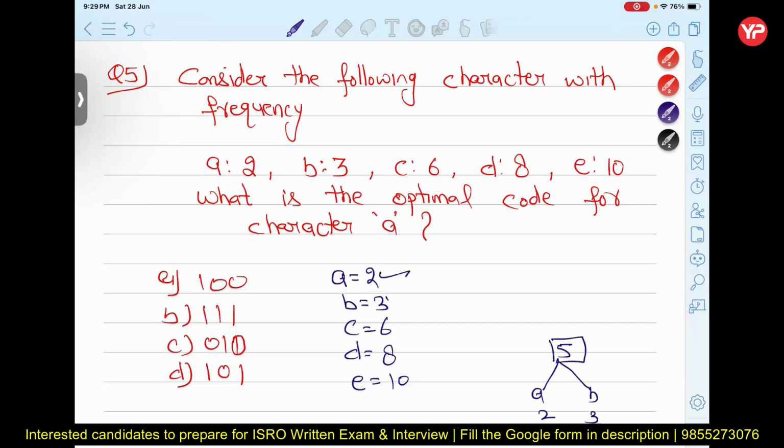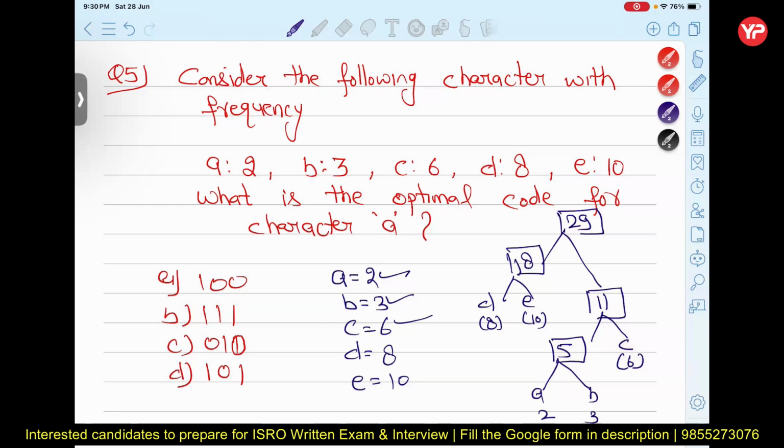So this is over. This is over. Now next take the two minimum. That is C with 6, and 5 and 6 are 11. That means now take the next two minimum. That is 8 and 10. So D is 8 and E is 10. So 8 and 10 is 18. So this is going to be 29. Yes or no?